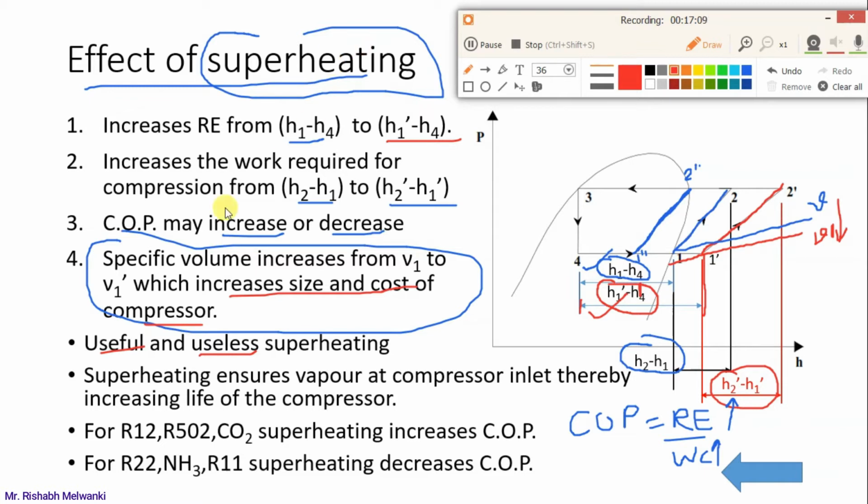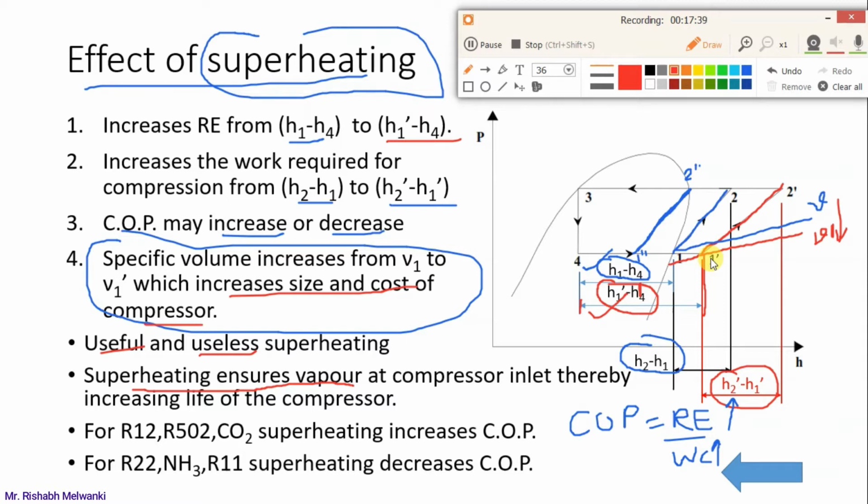Next thing, what superheating does is, superheating ensures that there is always vapor at the entry of the compressor, because point 1 is dry saturated vapor. And when I am talking about the superheating at the entry of the compressor, it means that point number 1 is always dry. It means that there is no liquid present in the refrigerant.